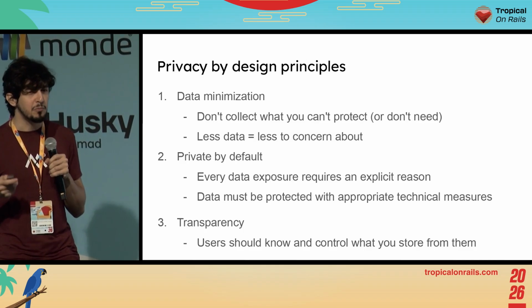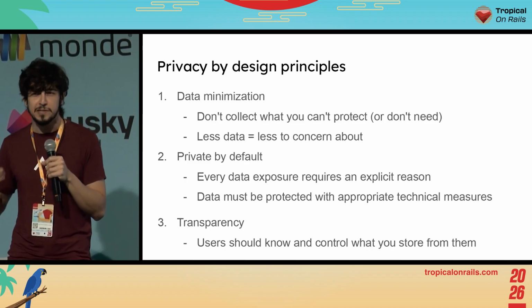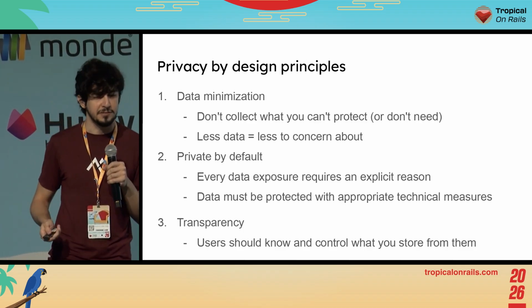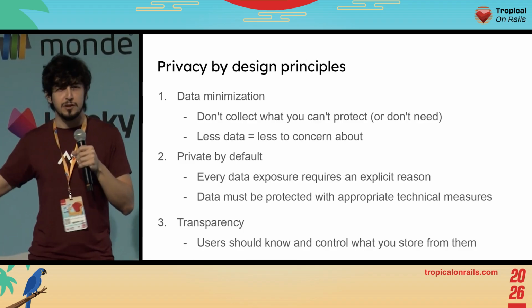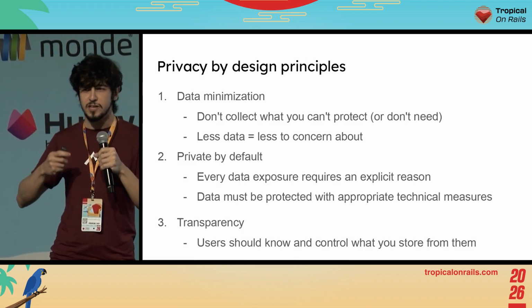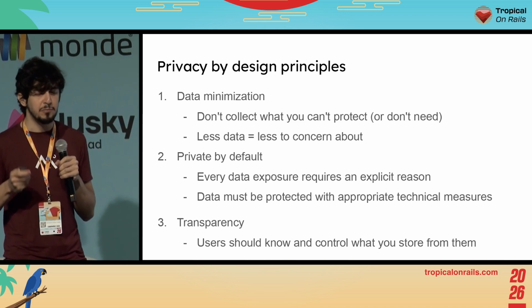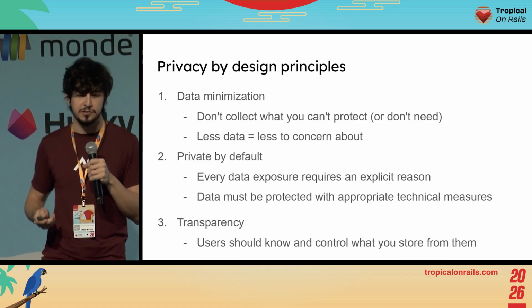The second principle is private by default. All data is private until you have an explicit reason to expose it. Otherwise, everything should be kept private. We have a lot of years of data protection and safety techniques, so data must be protected with any appropriate technical measure that we know about.